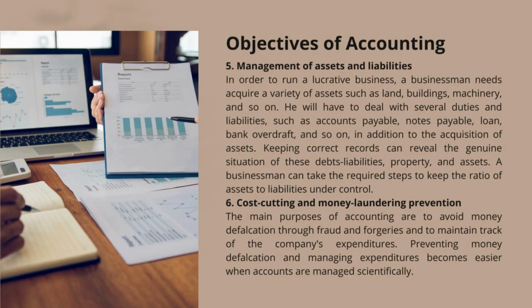Management of assets and liabilities. In order to run a lucrative business, a businessman needs to acquire a variety of assets such as land, buildings, machinery, and so on. He will have to deal with several duties and liabilities, such as accounts payable, notes payable, loan, bank overdraft, and so on, in addition to the acquisition of assets. Keeping correct records can reveal the genuine situation of these debts, liabilities, property, and assets. A businessman can take the required steps to keep the ratio of assets to liabilities under control.